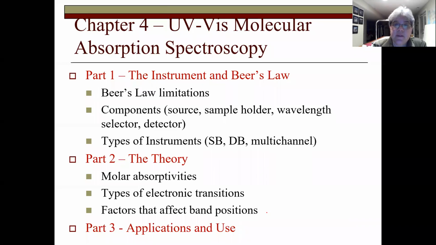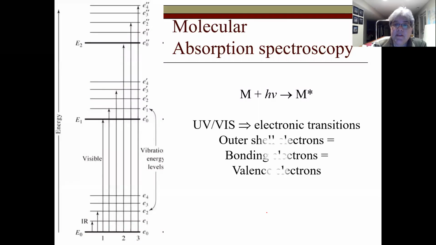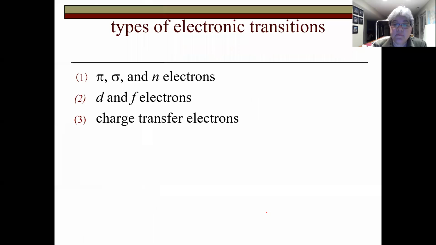Okay, so UV vis light is the one that has enough energy to excite electronic transitions. And these transitions are always going to be the outermost electrons. They're called bonding electrons, valence electrons.